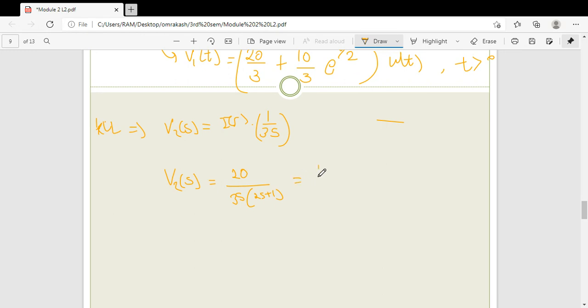In a similar way, you have to separate out this in terms of A by S plus B by, in standard form, right? So you need to take out this 2 as common. When you take it common, you will get S plus 1 by 2. Now find out these variables A and B. So you will get A is equal to 20 by 3 and B is equal to minus 20 by 3. Put that value in this equation.